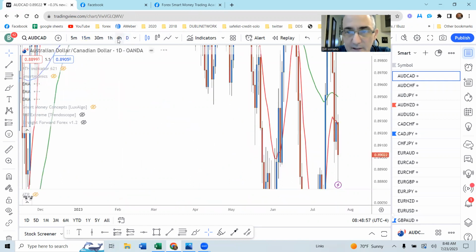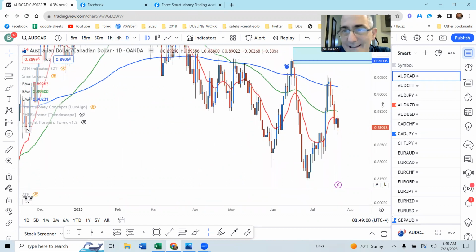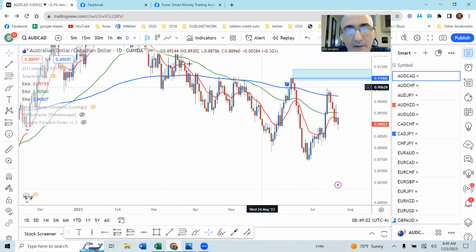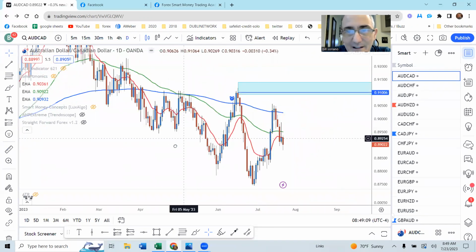First thing we do is go to the daily chart. We want to see what is the daily bias. Okay. So you can see here, the daily bias is bearish here in AUD CAD.